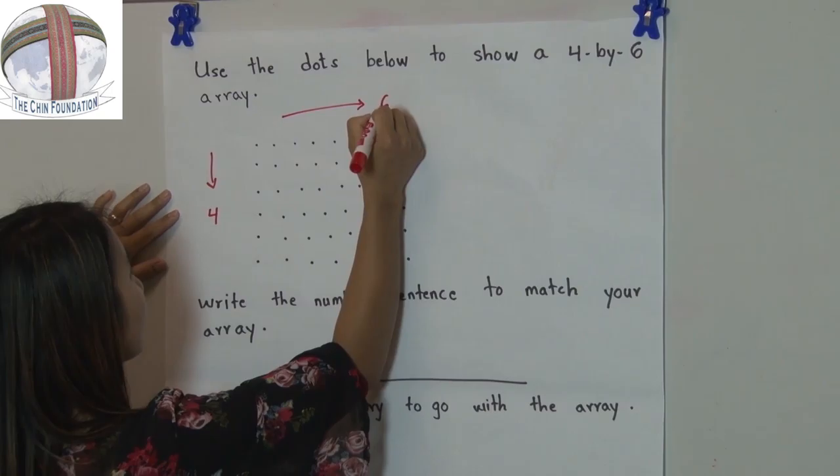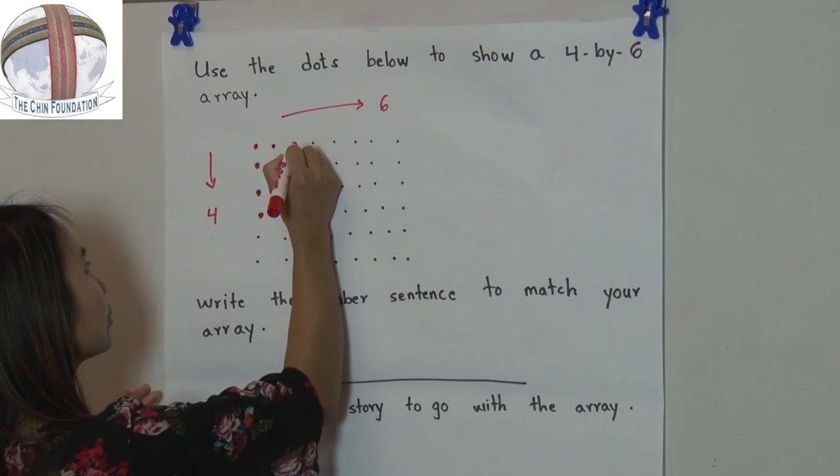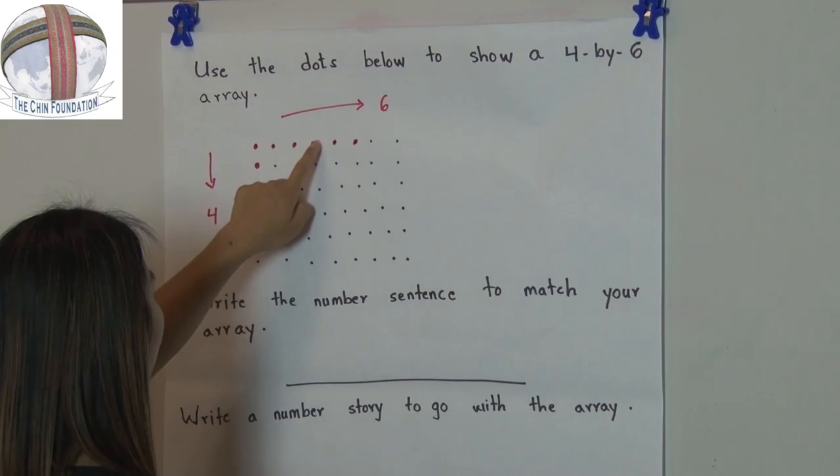4, 1, 2, 3, 4. 6, okay? 1, 2, 3, 4, 5, 6. 1, 2, 3, 4, 5, 6, okay?